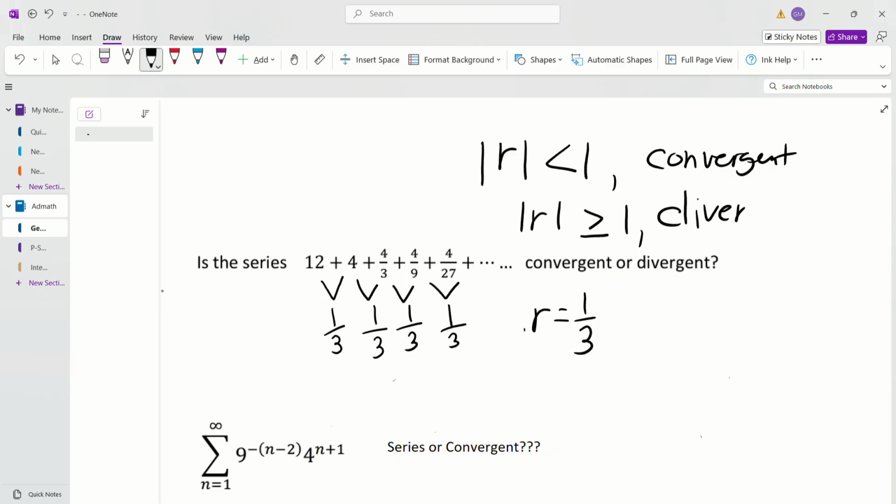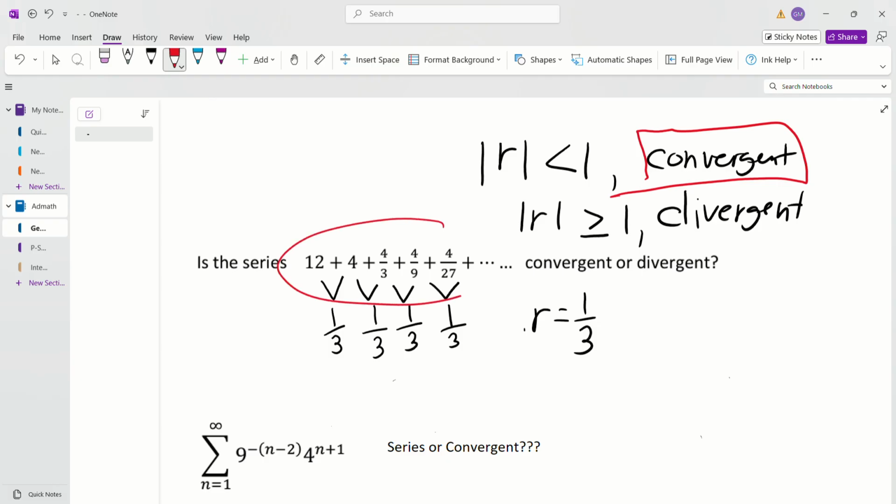Since we have the value of r equal to 1/3, and this 1/3 is less than 1, therefore the answer is convergent. The following series is convergent. I hope I made myself clear.